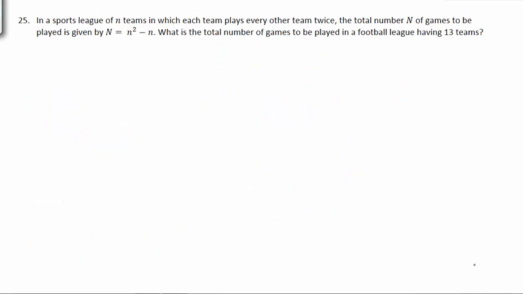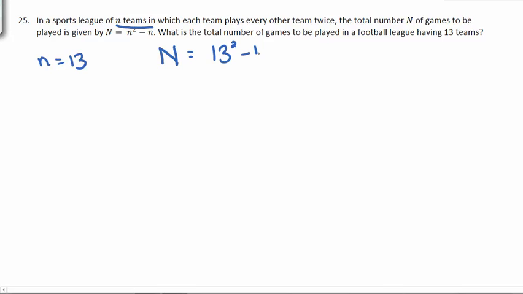Number 25. A sports league of n teams in which each team plays every other team twice. The total number, big N, of games to be played is given by big N is equal to little n squared minus n. So you want to know what is the total number of games played in a football league having 13 teams. So teams is the little n. And we have our formula. 13 squared minus 13. 13 squared is 169 minus 13, which is 156. So there are 156 games to be played.